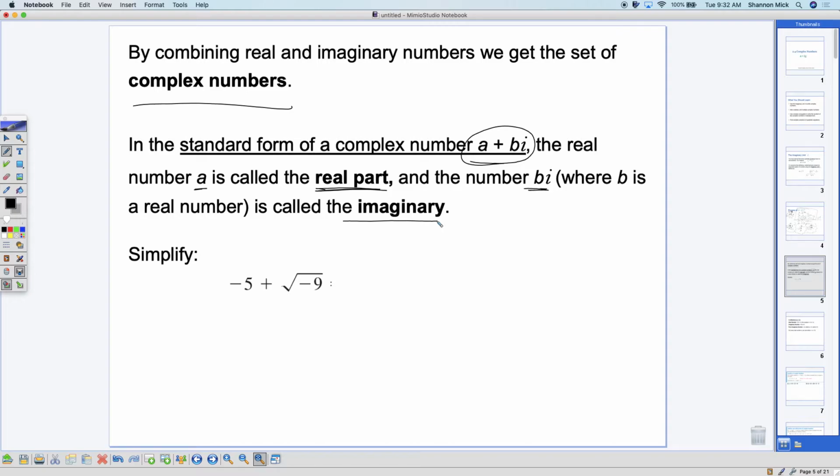Well, the square root of -9 cannot stay on my paper. So, the negative becomes what? I. And the square root of 9 is 3. So, I'd have -5 plus 3i. Real, imaginary. That is a complex number in standard form. So that's all it is. That's all it is. Awesome.